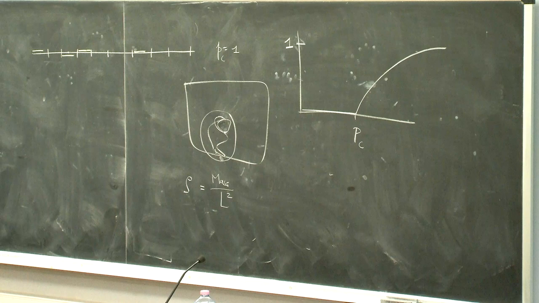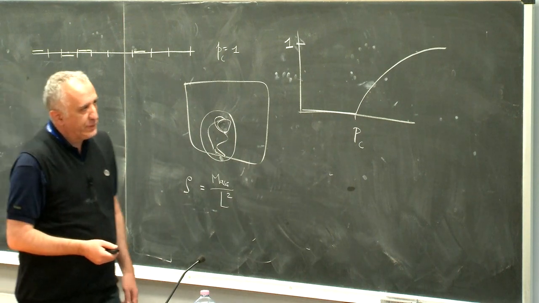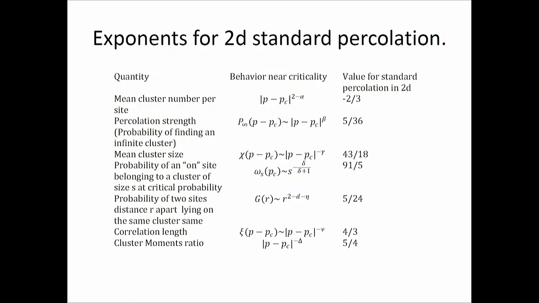Now you can define exponents for the percolation problem. And you see that near the critical point, they change with a set of exponents. We are exactly dealing with a continuous critical phenomenon. So this is what I call standard percolation, because now there are many models of percolation where they adjust the way that you choose the next on point. But this is the very first and simplest model, and these are the exponents you get.